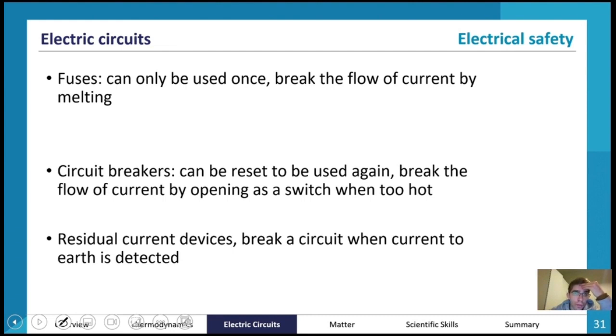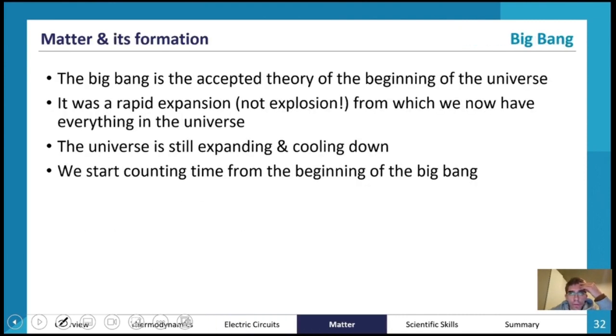There's another form that we call circuit breakers. By definition, their job is to break the circuit. They can be reset and they can be used again. There are residual current devices, which can also be used to break the circuit when current to earth is detected.